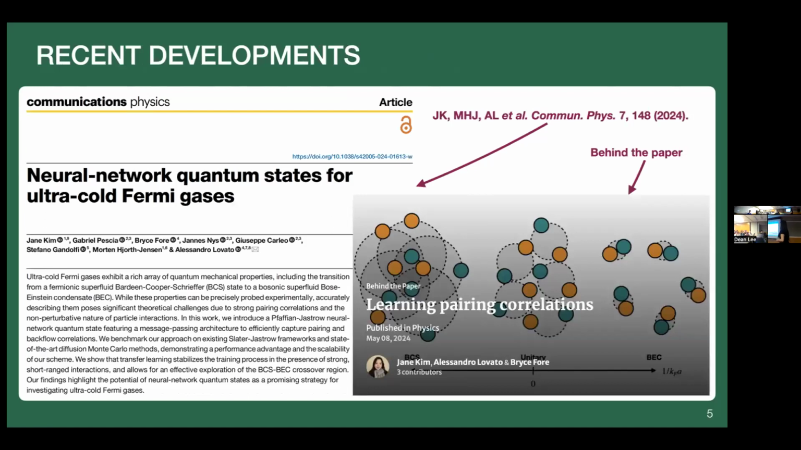So some recent news is that our paper on ultra-cold Fermi gases was published just a couple of weeks ago. So I will try not to spend too much time on this, because you can read the paper for yourself if you really want to. We also have a more casual behind-the-paper blog about this paper in general and some of the struggles that we encountered. And so if you are new to neural quantum states, I recommend looking at this blog first before jumping into this paper.